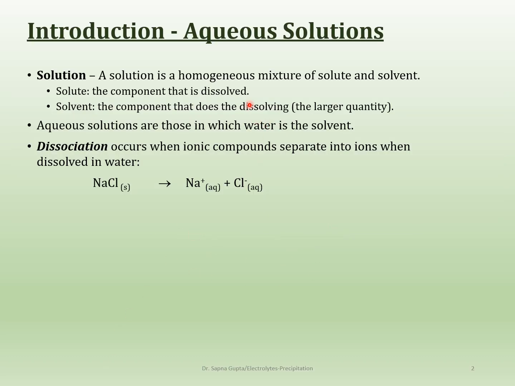So let's talk about what a solution is first, okay? And remember, we're talking about aqueous solution. So first of all, a solution is something that's a homogeneous mixture of a solute and a solvent. So remember what homogeneous means. It is something that you cannot tell apart, all right? Which means that the solute is completely soluble in the solvent. The solvent is usually the larger quantity. Solute is smaller.